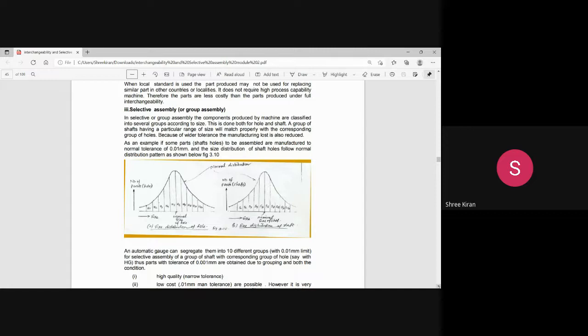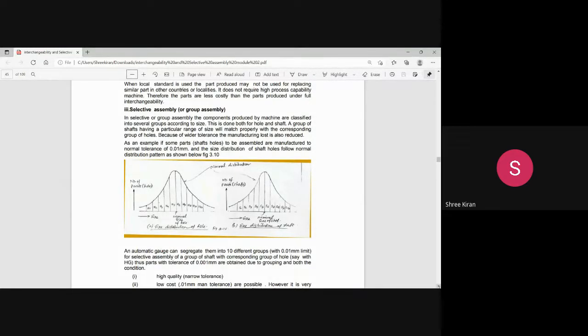It's done both for hole and shaft, where a group of shafts having a particular range of size will match properly with the corresponding group of holes. So it is always turned into a group. For example, a group of shafts will have 20 mm thickness, and a group of holes will have 21 mm. Only that shaft will be inserted in that hole. It's a combination of groups. It cannot fit universally in other slots.